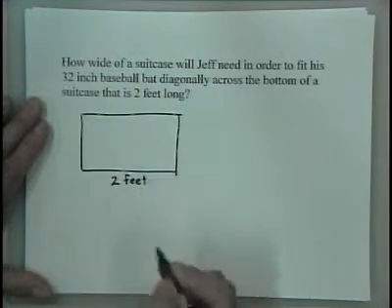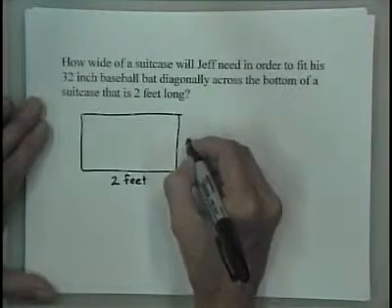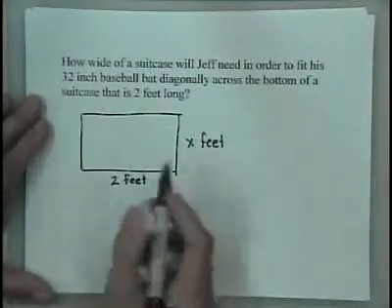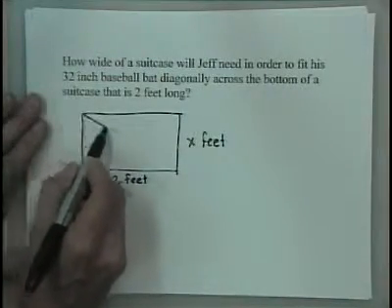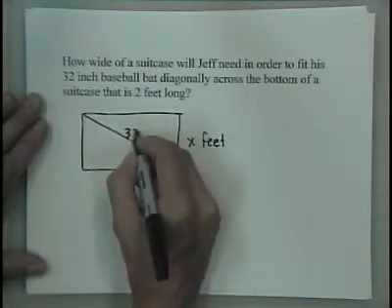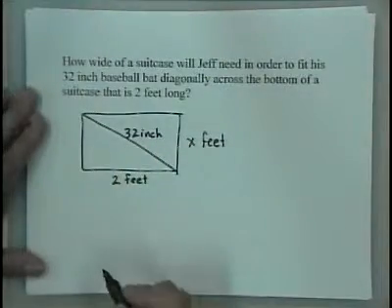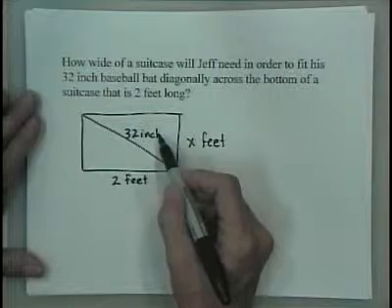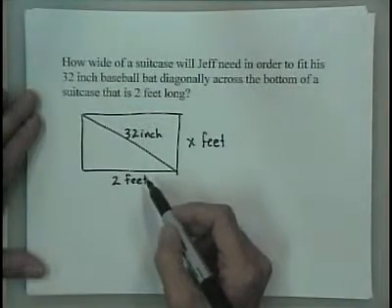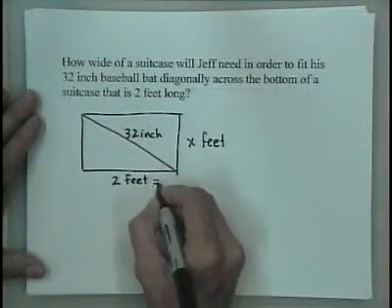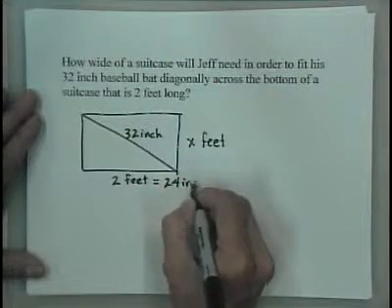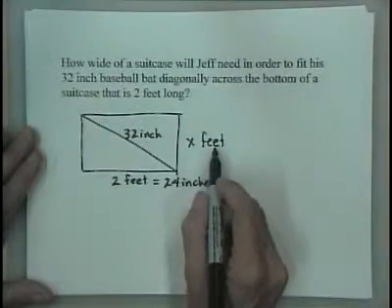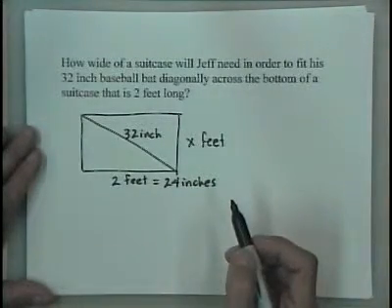So let's call this dimension 2 feet. We don't know how wide it is. Let's say it's x feet wide. But we want to be able to lay a 32-inch baseball bat diagonally across the bottom of it. Now, one problem that I can see right away is that 32 inches and 2 feet are not the same units. So let's change 2 feet to 24 inches and make our units match. And we'll worry about the units on our answer as we make a calculation.